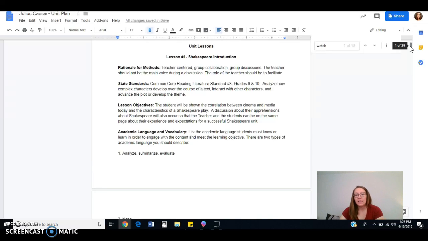So my main differentiation, I always struggle with that word, throughout this unit is how I'm teaching it. The students are going to be experiencing Julius Caesar the play in three different ways. The first one is we are going to be reading it verbatim, and throughout the unit plan, I have it broken down into very manageable chunks.